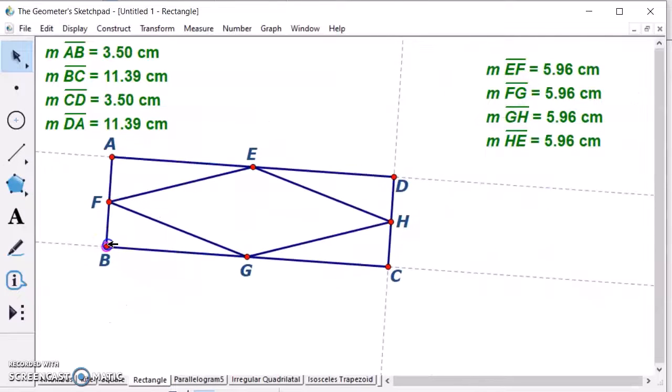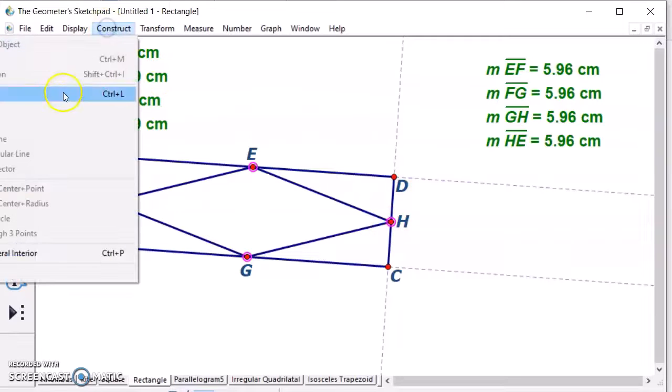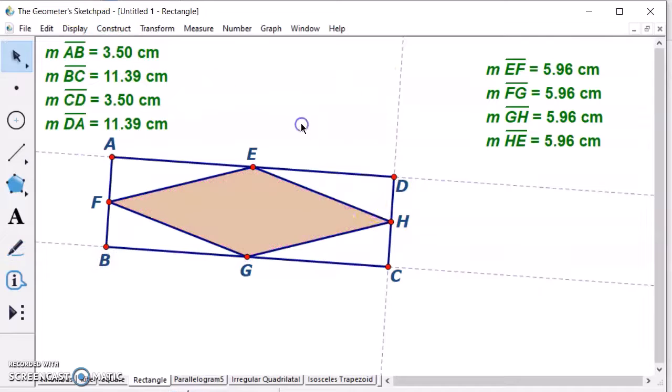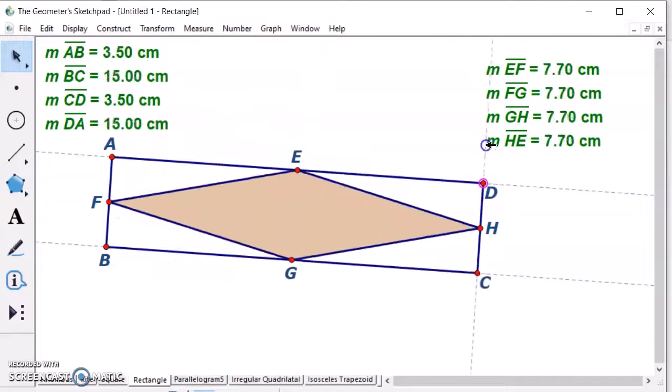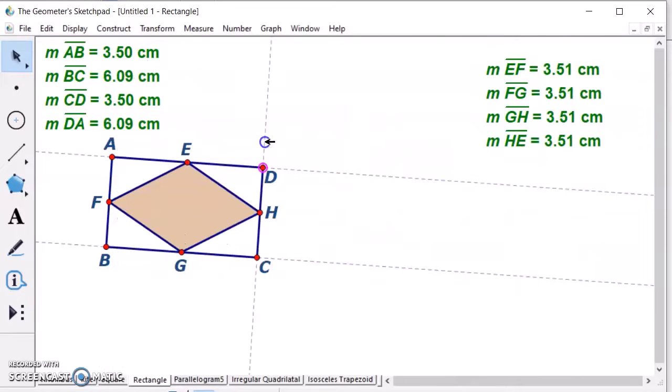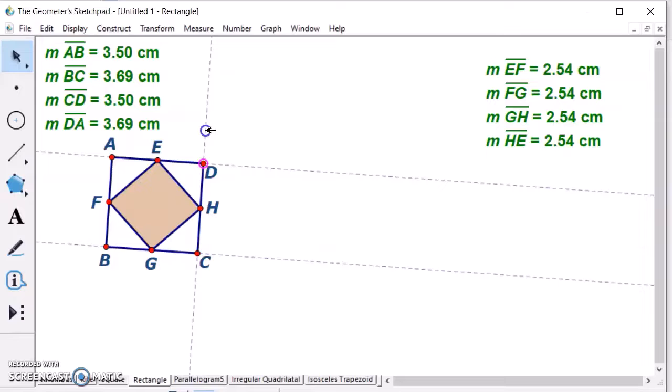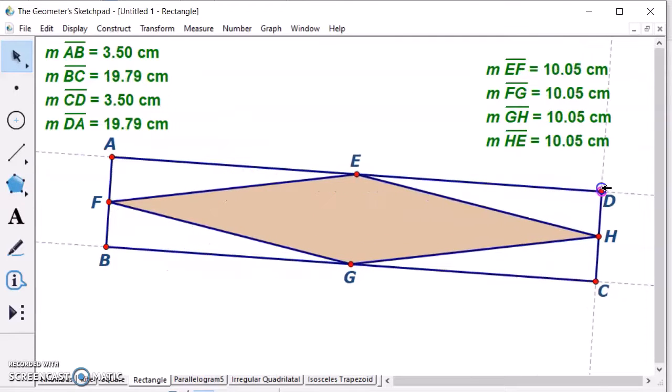Can we make an inference about what shape is formed, EFGH? What shape is that? Now there it looks like it could be a square, but does it always have to be a square?